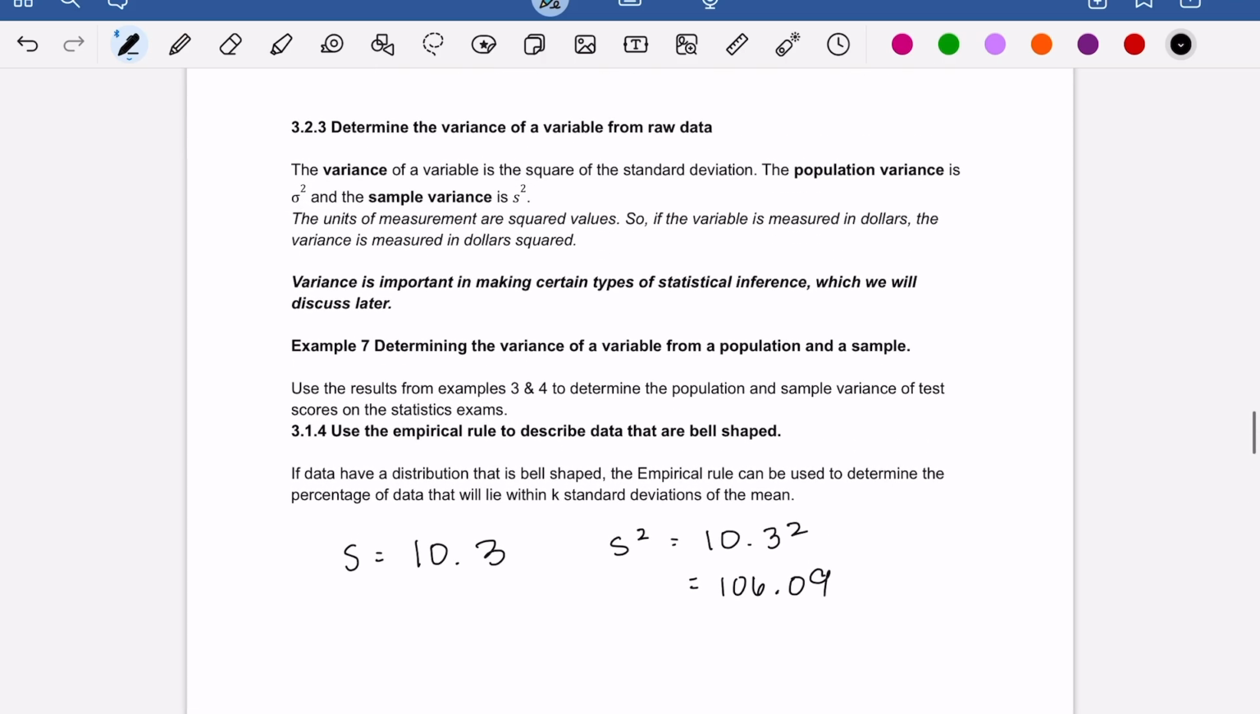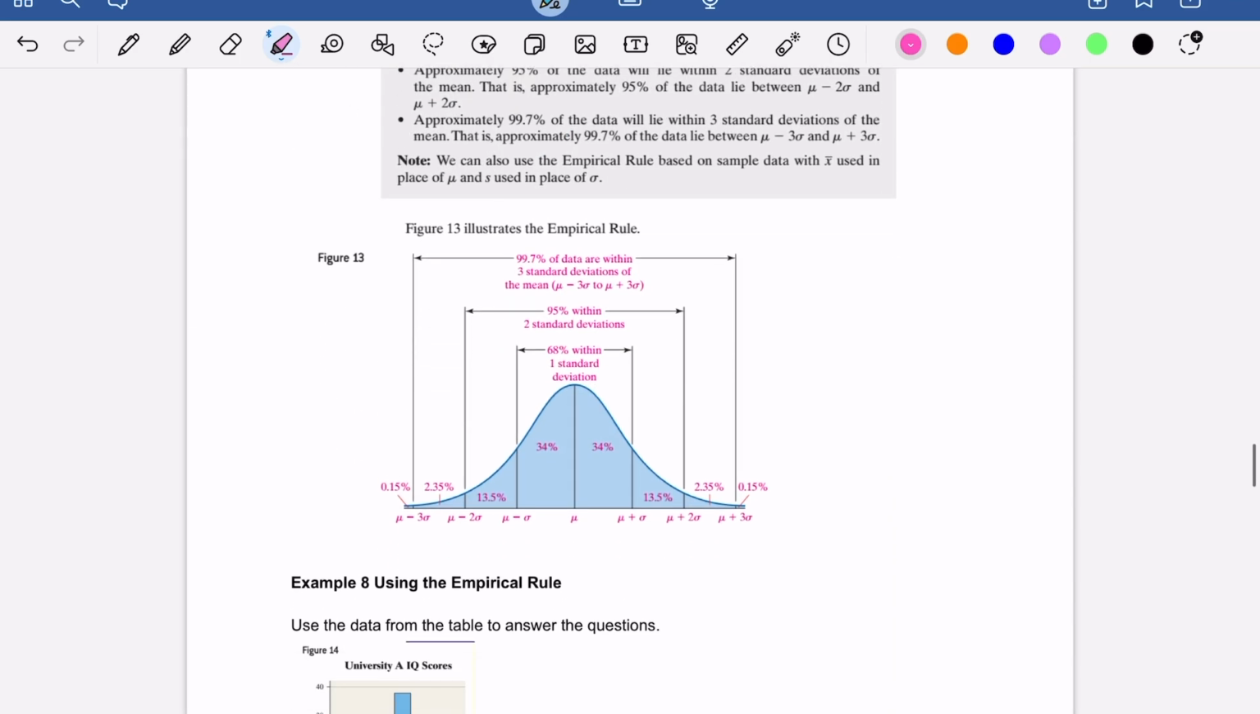And the variance, you can see here, is the square of the standard deviation. The population variance is sigma squared. The sample variance is S squared. So do highlight that. Do make a note of that. You do want to be able to come back to that and take a look at it.